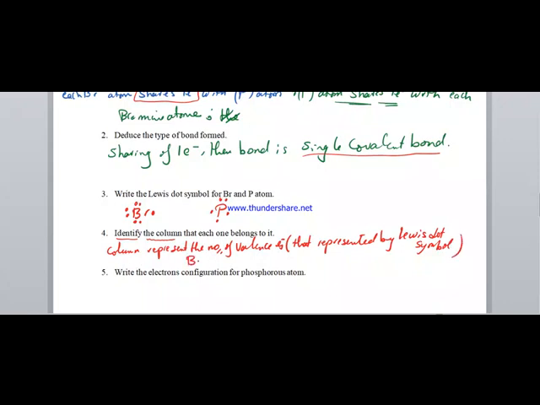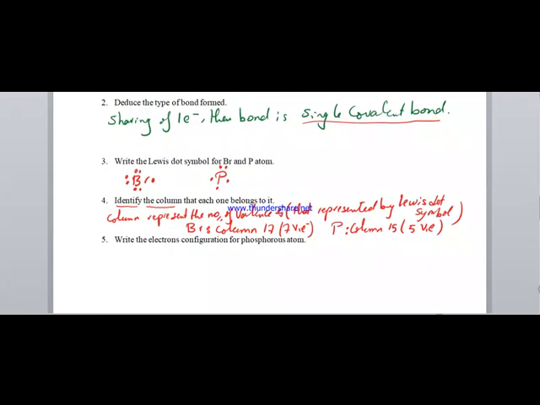So bromine, Br, exists in column 17. We have 7 valence electrons. Phosphorus, P, is in column 15, since we have 5 valence electrons in the Lewis dot symbol.